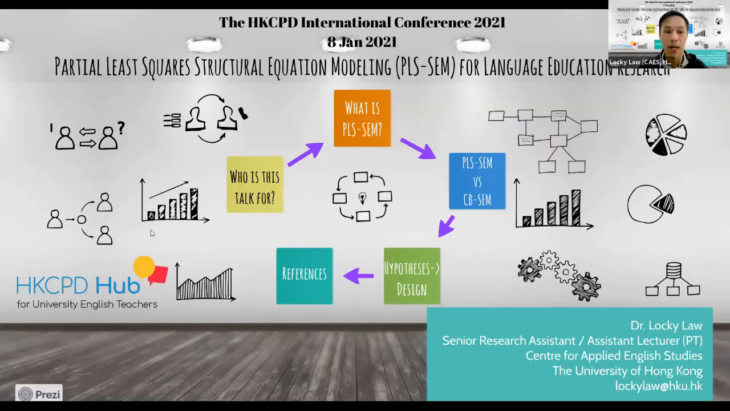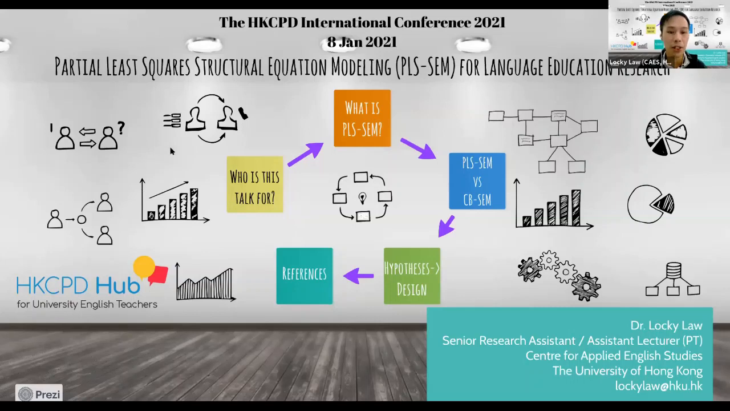This presentation has 5 parts, as you can see here on the screen. First, I'll briefly go through what this talk is and who it is for, and then I'll go through the basics of what PLS-SEM is, followed by a comparison between PLS-SEM and CB-SEM. After that, in the section on research design, I'll discuss several key concerns when designing a language education study using PLS-SEM, and subsequently when interpreting the results.